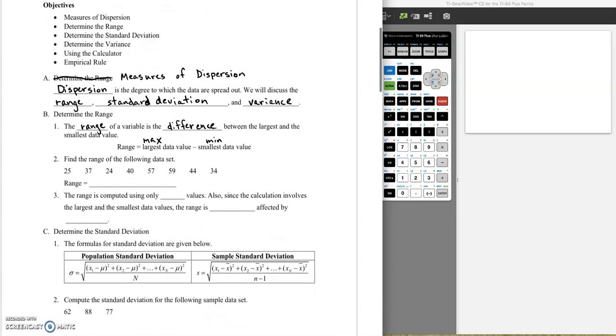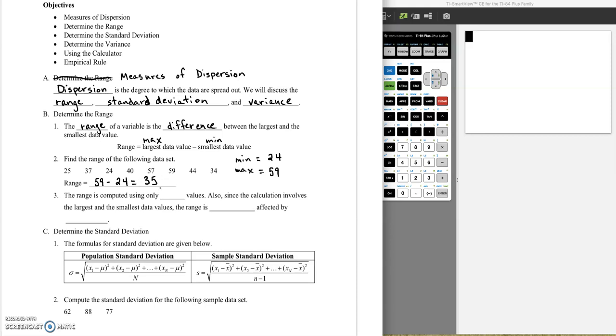So let's look at the following data set. We have 25, 37, 24, 40, 57, 59, 44, and 34. So first, let's figure out the min and the max data values. So the min, it looks like, is 24, the smallest. And it looks like the max is 59. So all we do is take 59 and subtract 24, and that gives us 35. You can use your calculator.